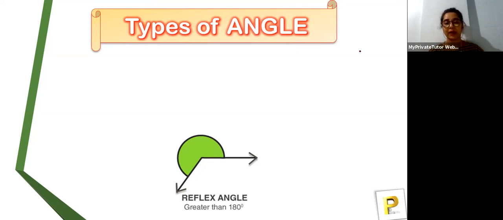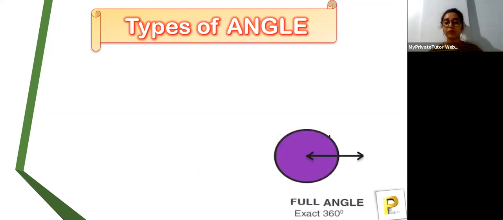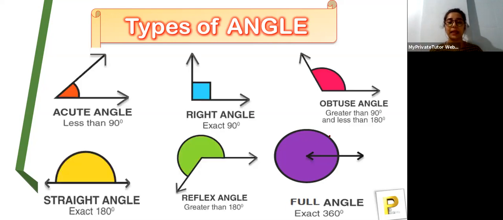And next we have the full angle. Full angle means the circle which I just told you about. If we consider a full circle, or any circle, the measurement of that angle is exactly 360 degrees. So full angle means exactly 360 degrees. And here we have all the types of angle.